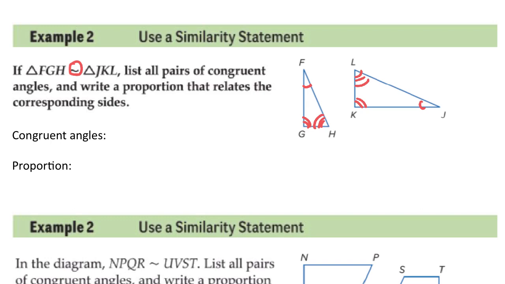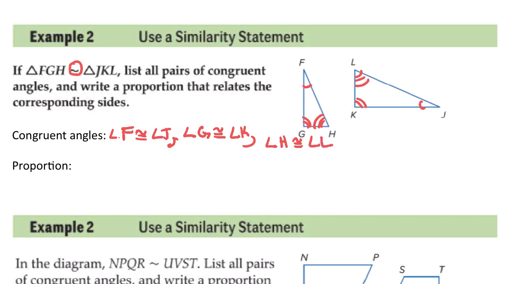The single tick angles are angle F. Okay, angle F is congruent to angle J. Okay, it's double tick angles. Angle G is congruent to angle K. And finally, angle H is congruent to angle L. It's all about following those angles, keeping them listed properly.